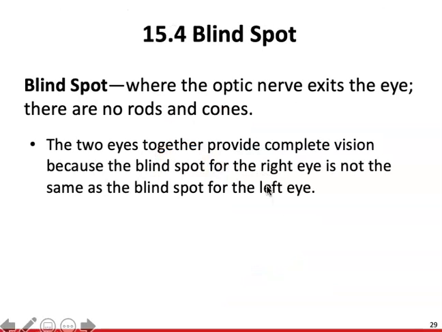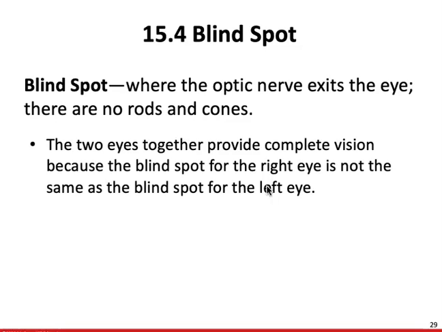All right, as I mentioned earlier, we do have a blind spot in our eye. This is going to be the area where the optic nerve exits the eye. There's no rods or cones in that region, so we have no photoreceptors in that region. It's technically considered a blind spot. Now, two eyes together provide complete vision. The blind spot for the right eye is not the same as the blind spot for the left eye. So if you have two eyes, you have complete and full vision.